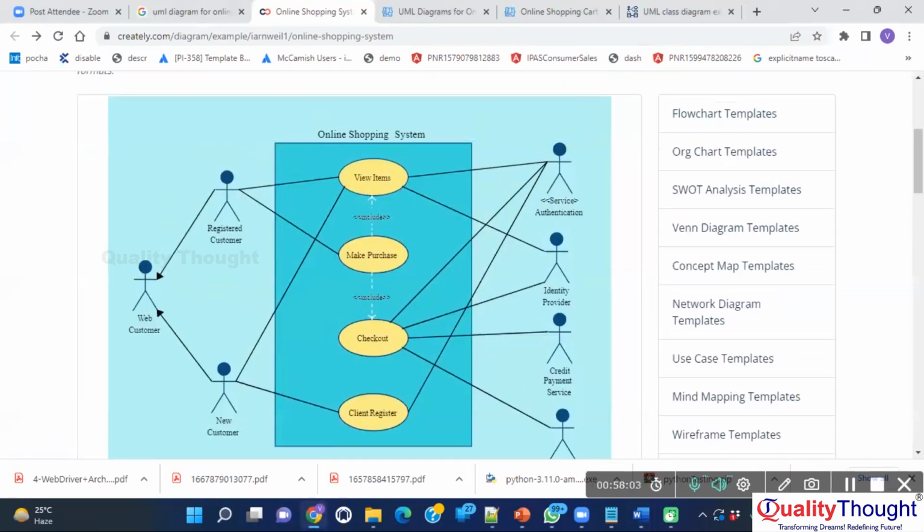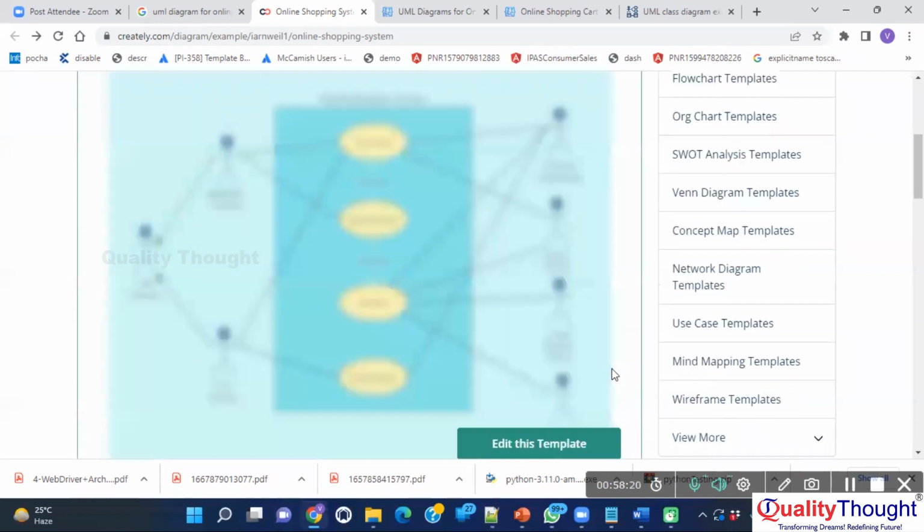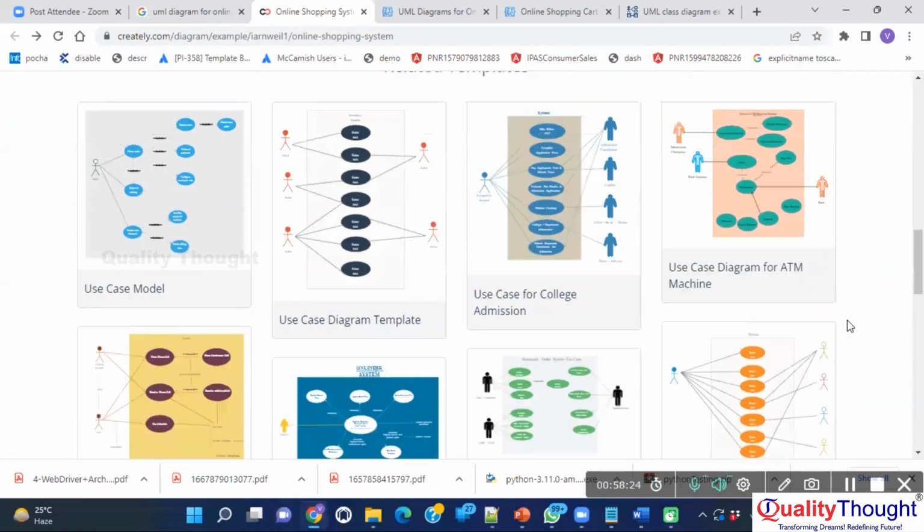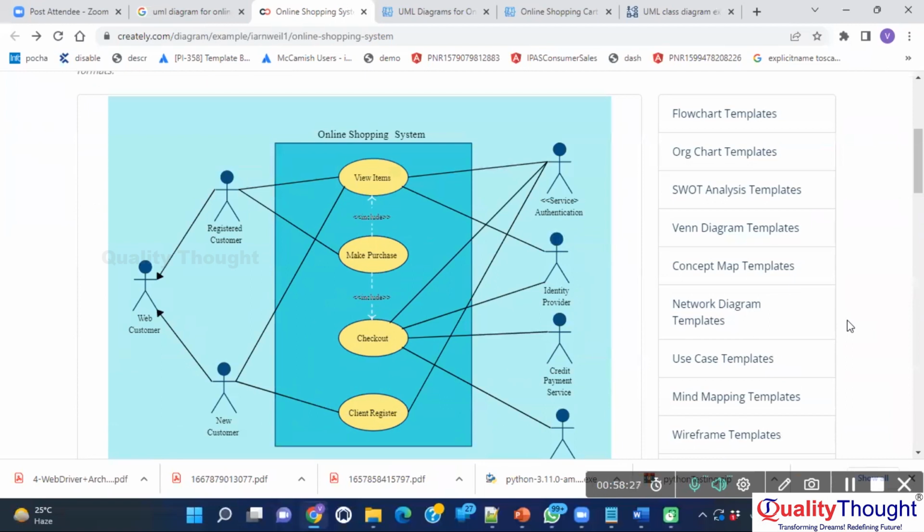For example, look at this online shopping business itself. There are two modules here. View items is one module and checkout is another module. Do you agree or not? Similarly, make purchases is one module and client registration is another module. Whenever you are looking at the view items screen, I'm talking about levels of testing. The example I'm taking is online shopping.